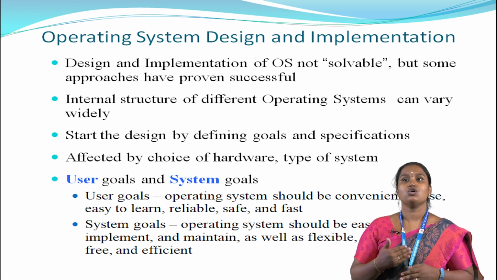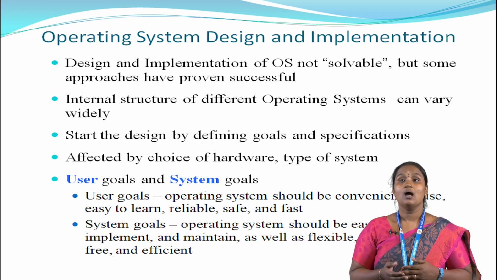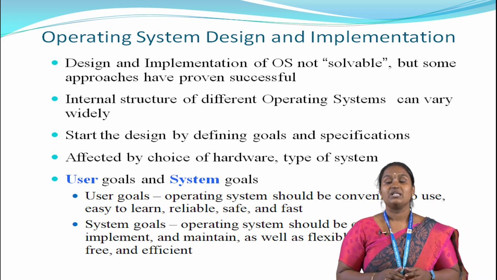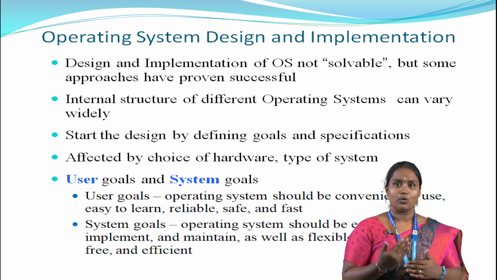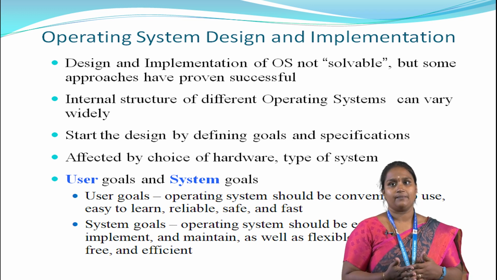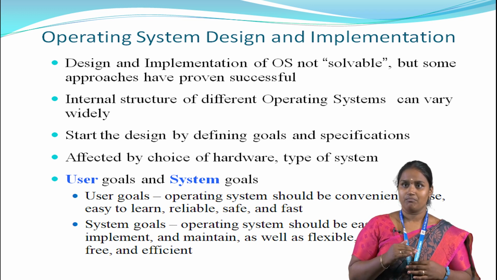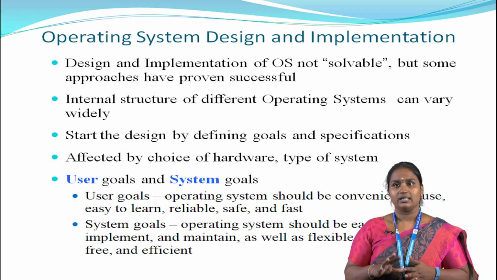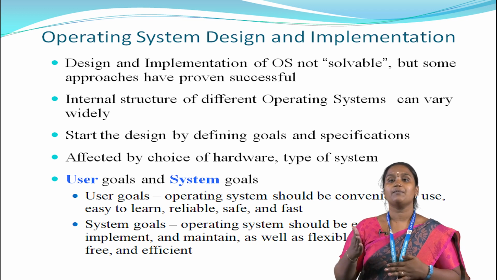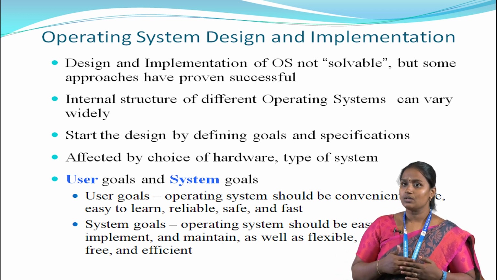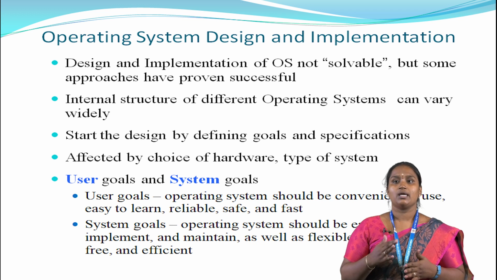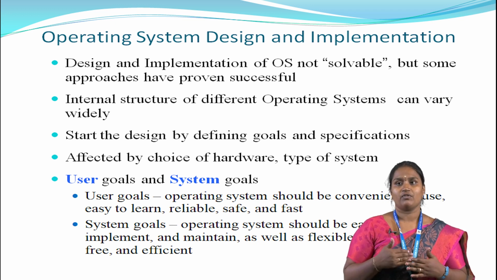Designing and implementing an operating system is not solvable in a simple way, but some approaches have proven successful. The internal structure of different operating systems can vary widely. Start the design by defining the goals and specifications, which are affected by the choice of hardware, the type of system, the user goals and the system goals. The user goals: the operating system should be convenient to use, easy to learn, reliable, safe and fast.